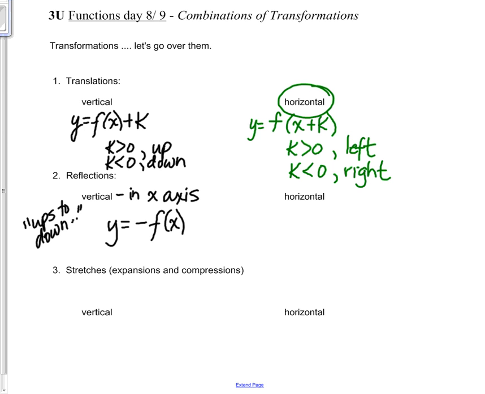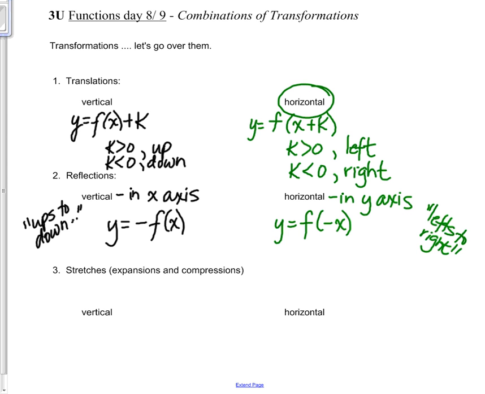A horizontal reflection would be a reflection in the y-axis, and things would be reflected across the y-axis, rights to lefts, lefts to rights. My function would look like it has a negative inside the function.